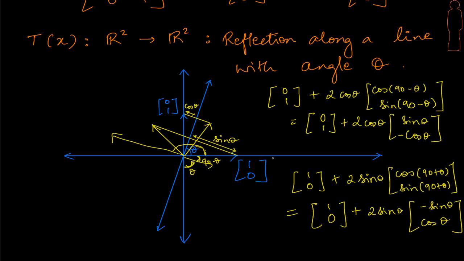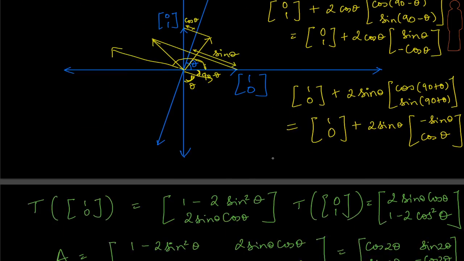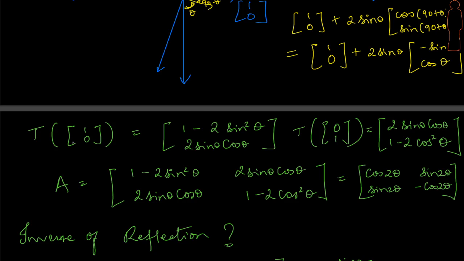Take these two and we have figured out our transformation, and from there our matrix, right? So look at this. This is 1 minus 2 sine square theta and 0 plus 2 sine theta cos theta, that's here. Similarly, you can verify the other one on top, which is T of 0, 1. That gives me my matrix. Here it is, and that happens to become cos 2 theta, sine 2 theta, sine 2 theta, minus cos 2 theta. So question again, what's the inverse of reflection?